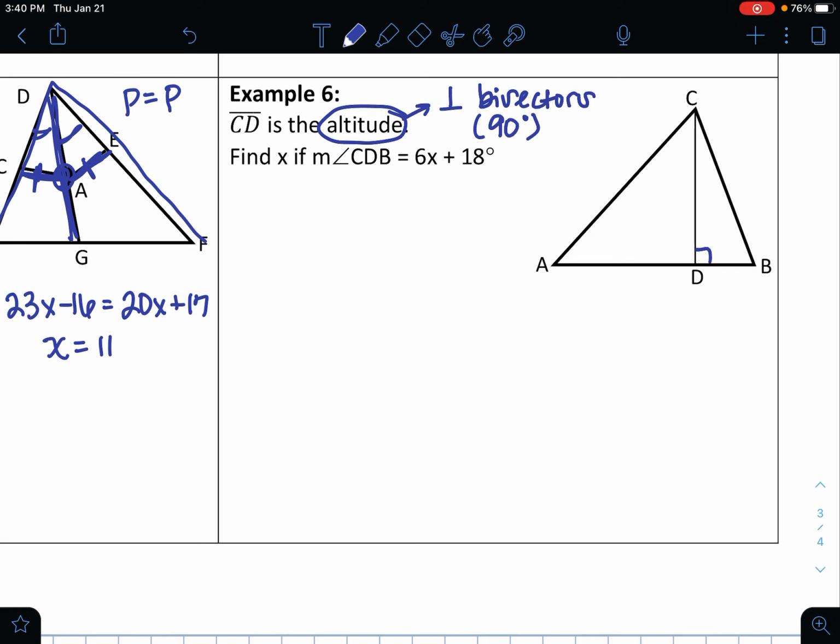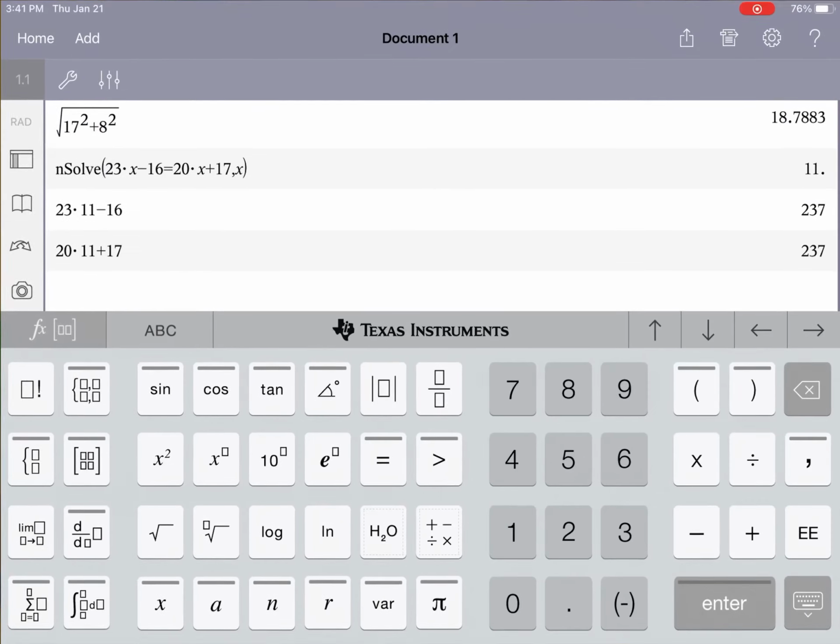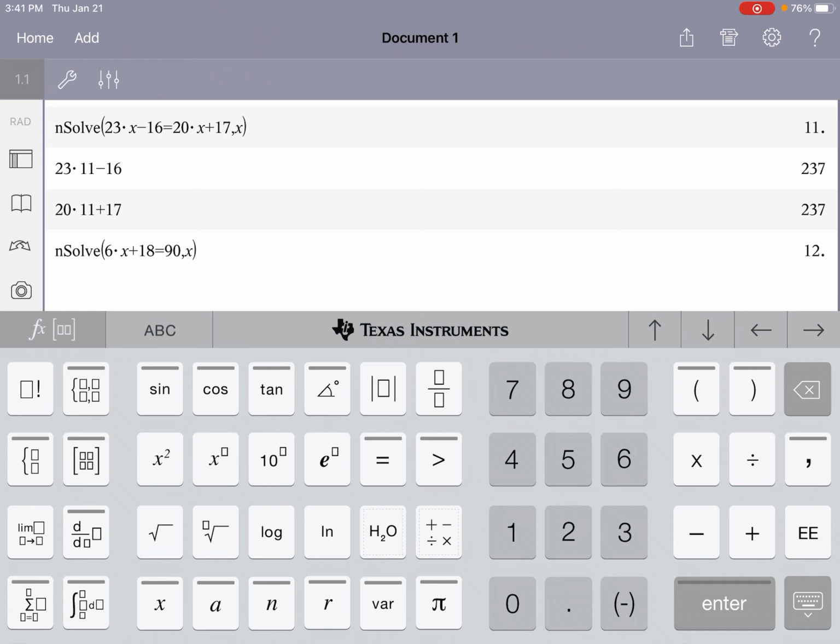Okay, we need to find x if the measure of angle CDB, so that's this angle right here that I've outlined, CDB, is 6x plus 18. All right, so this is an angles problem. If you look on your cheat sheet, this is the angles problem. When you have an angles problem, you need to do the angle equals 90 degrees equation. So that's going to be 6x plus 18 equals 90 degrees. Yes, and then you just solve it from there. 6x plus 18. And we get 12.